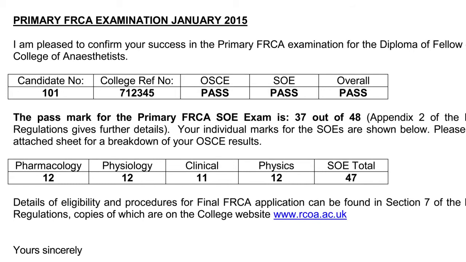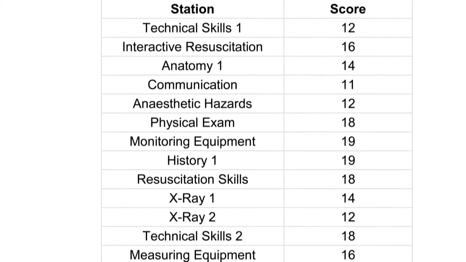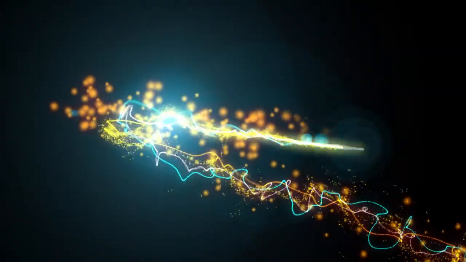Your result letter will advise you of your scores in each section of the SOE and each station of the OSCE, along with your total scores for each component. Once you have received your result letter, examiners' comments regarding SOEs can be requested in writing or by email to the examinations department. Examples of OSCE and SOE questions can be found on the examinations pages of the college website and in the guide to the primary examination. If you require any further assistance in applying or preparing for your examination, then please do not hesitate to contact the examinations department. We hope you have found the SOE and OSCE videos useful in gaining an insight into what to expect when sitting the primary FRCA OSCE SOE examinations.